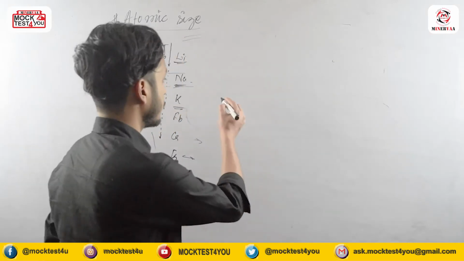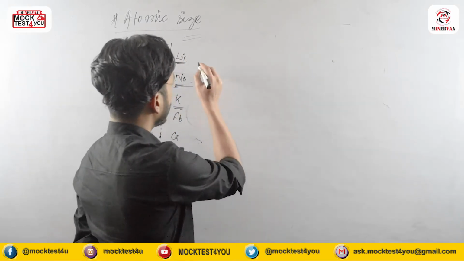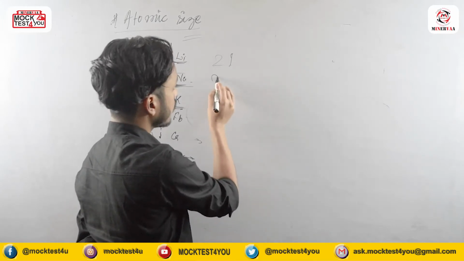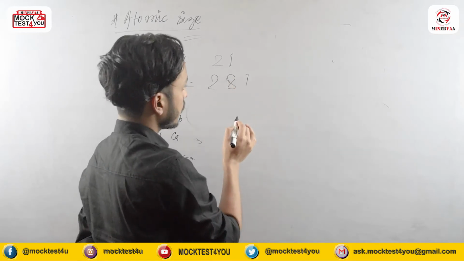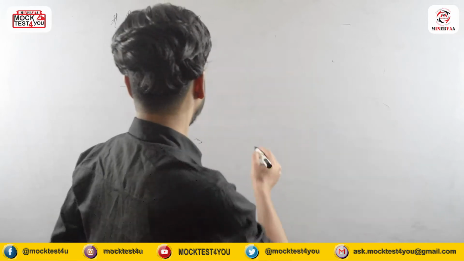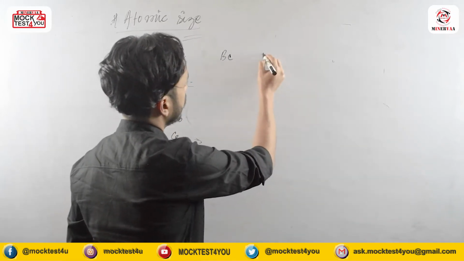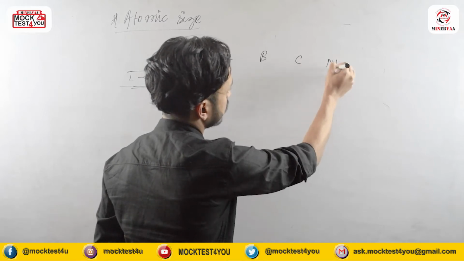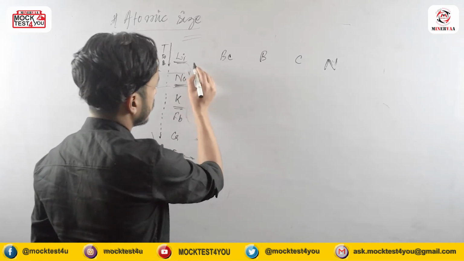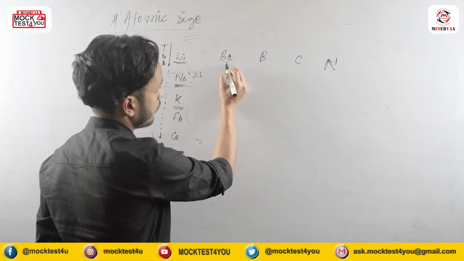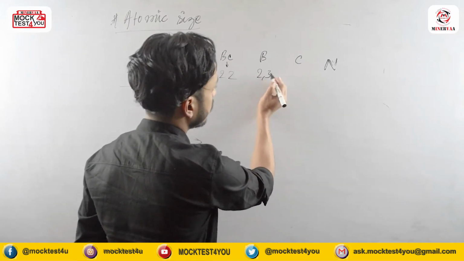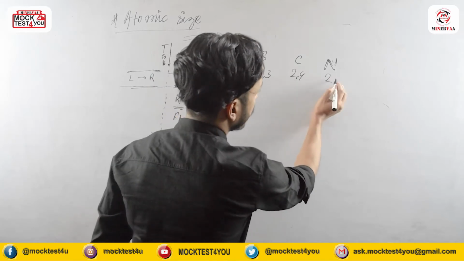How? As you can see here, suppose we are talking about lithium, you can see 2, 1, right? If you are talking about sodium, 2, 8, 1, okay. We will take the example of lithium, after that beryllium, boron, carbon, nitrogen, up to this, okay. Lithium is 2, 1, right? Beryllium is 2, 2, right? And boron is 2, 3, right? Carbon is 2, 4, right? And nitrogen is 2, 5.